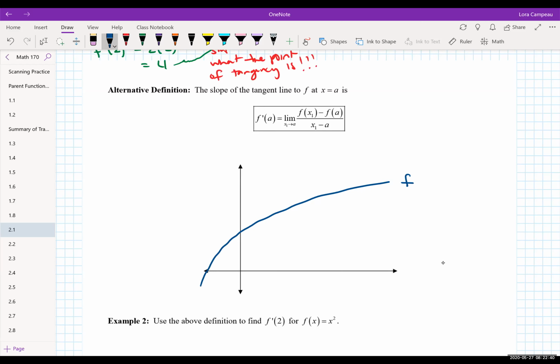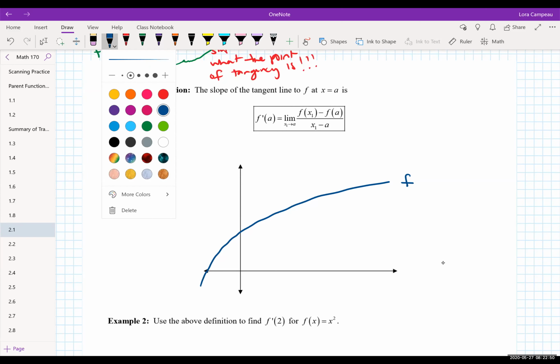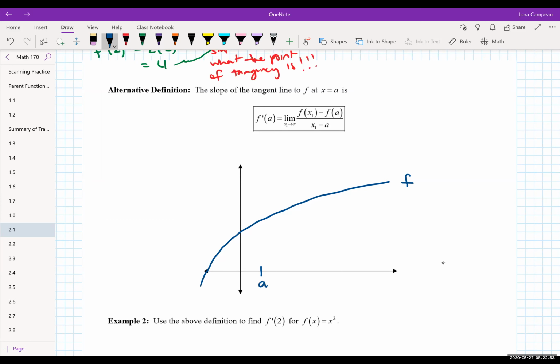I'm going to draw out my function one more time. And we can go again, instead of using this x plus h business, we could talk about what's happening at A, and then what's happening at a point somewhere down the line to the right of A. And so if you look at the corresponding values, the corresponding y value at x equals A, we also have the corresponding y value at x equals x1.